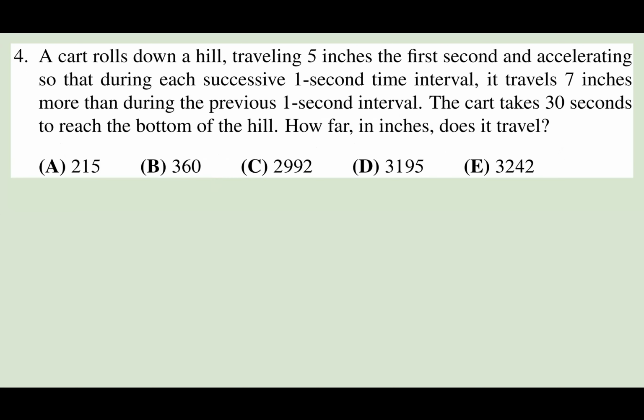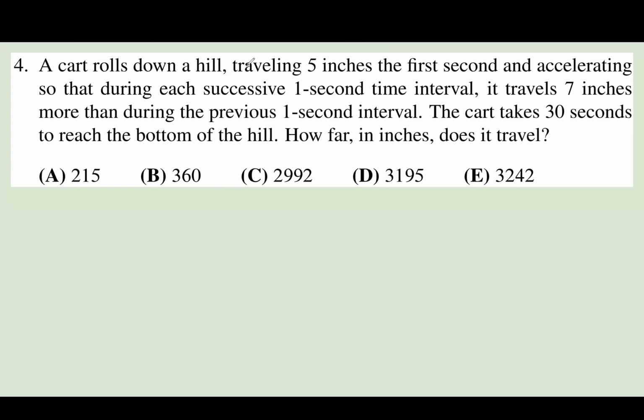So this is basically an arithmetic sequence because we start with 5. And each time it's increasing by 7 more than the previous, right? So it's going to be 5, then 5 plus 7, then 5 plus 7 plus 7. So we're looking at essentially an arithmetic series, and we're going up to 30.